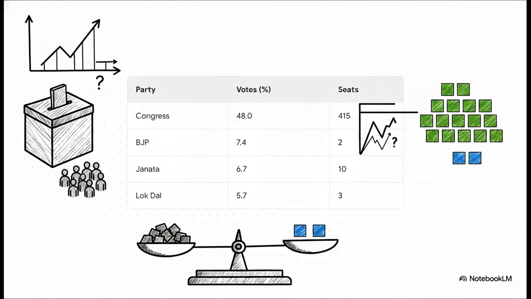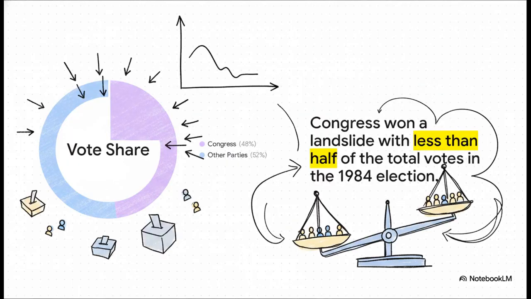You've got the Congress Party with 48% of the total vote. Now, look at the number of seats they won. A massive 415. Now compare that to the BJP. They got a pretty decent 7.4% of the vote across the country, but that translated into only 2 seats. That just feels off, right? Let's put that in a picture because it really makes it clear.